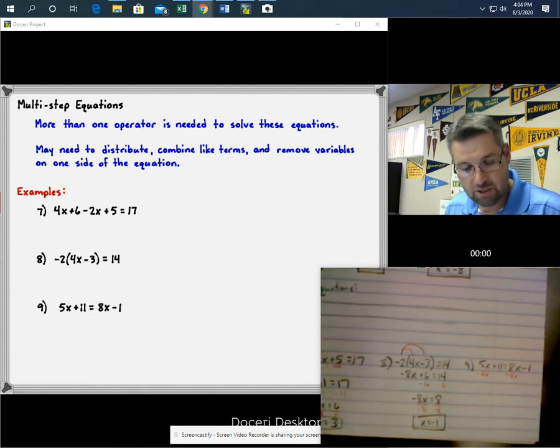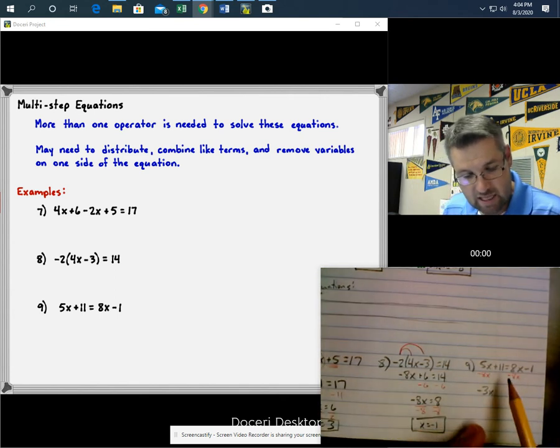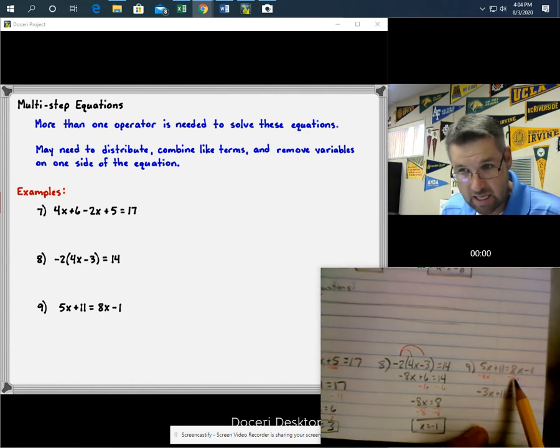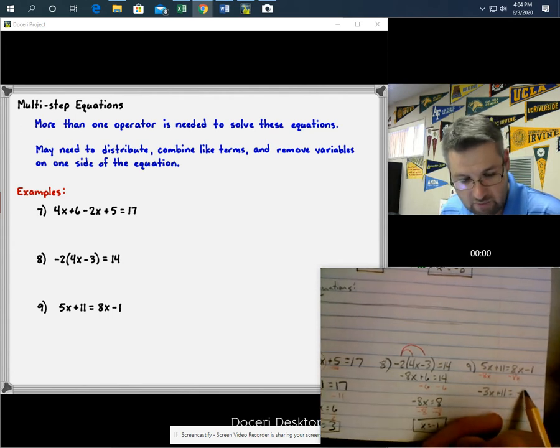Okay? Now, when I do that, 5x minus 8x is negative 3x. And then this 11 still stays there. We haven't done anything with it. The 8x minus 8x, those cancel out. 8x minus 8x is 0. And then we're left with the negative 1.